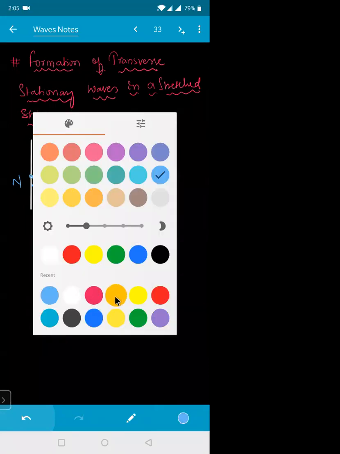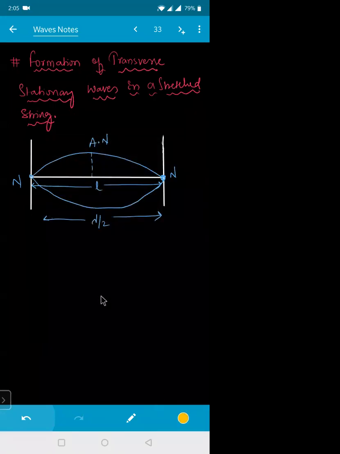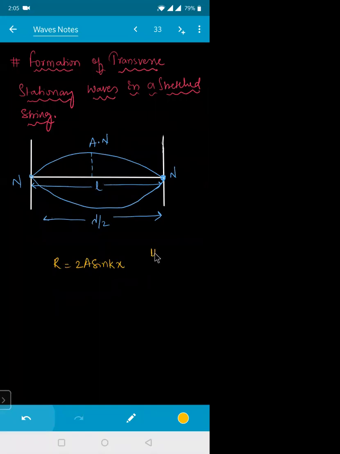Okay. Is it clear? So we are talking about what? Transverse stationary waves in a stretched string, isn't it? So maximum amplitude of this one is given by the formula R is equal to 2A sin(kx). Where mu is nothing but what? Mass per unit length of this wire.